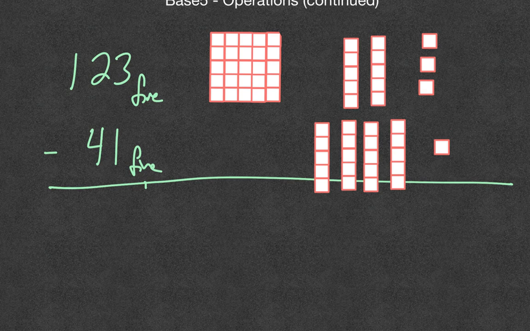All right, so here's my setup. I'm looking at 1, 2, 3 base 5 minus 4, 1 base 5. So I start with a mat, 2 strips, and 3 units, and I'm supposed to take away 3 strips. So from the get-go, I'm going to try and show what this is going to look like using just the standard algorithm strategy, but in base 5, and then we'll see if the pieces mirror that as I go.